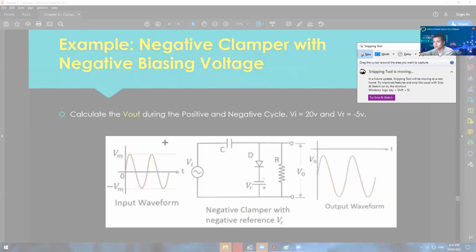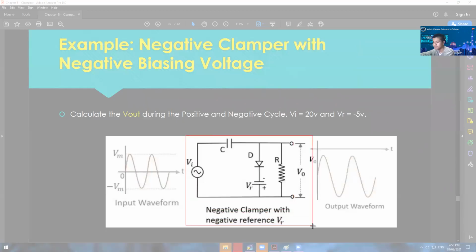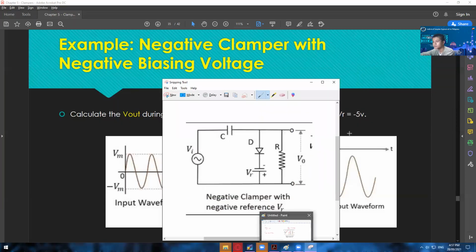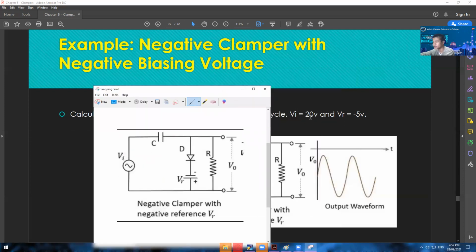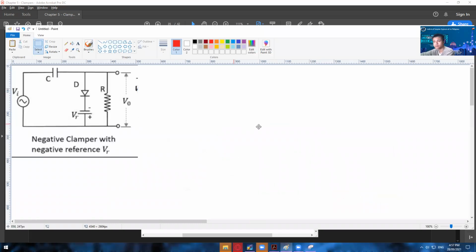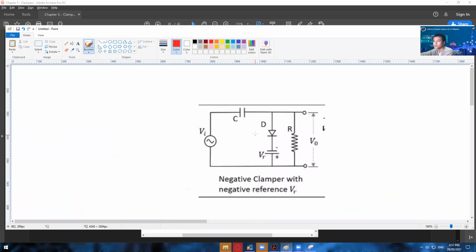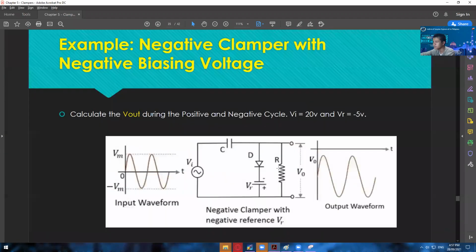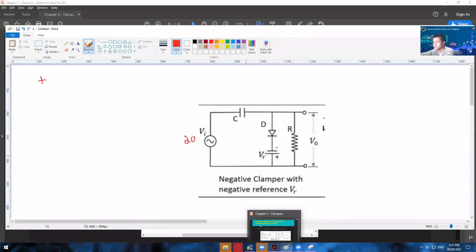Alright, so let's answer this example right here, wherein we have Vi is equal to 20 volts and then Vr is negative 5 volts. Okay, so in here we'll start with positive half cycle because we wanted to make this one forward bias as usual. And during the positive half cycle, this one is 5 volts, 5 volts.